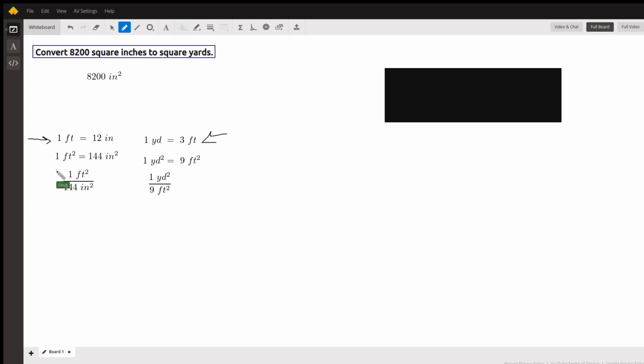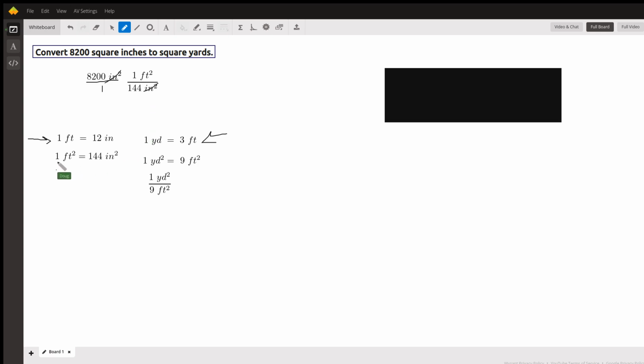And if I write that as a ratio, 1 foot squared over 144 inches squared, and picture moving this up here. If we multiply those two ratios together, you can picture this as just over 1. The whole point is that the inches squared cancels out, and we have 8,200 divided by 144 will give us the number of square feet.